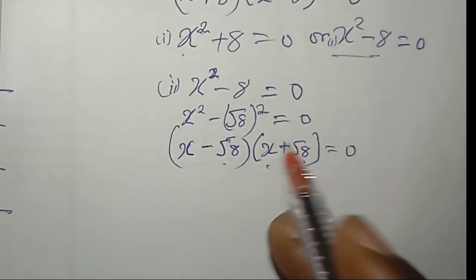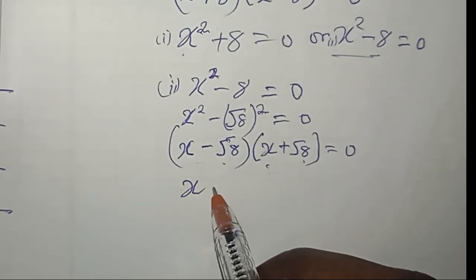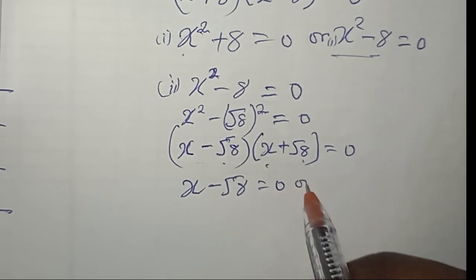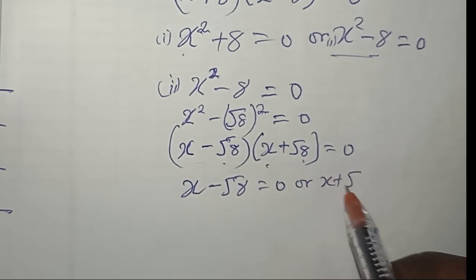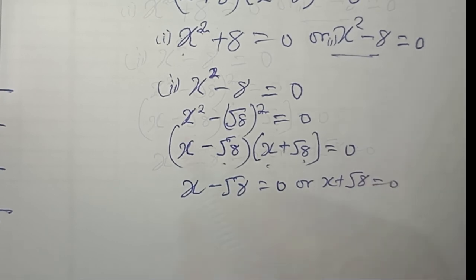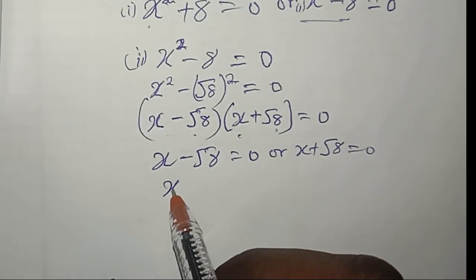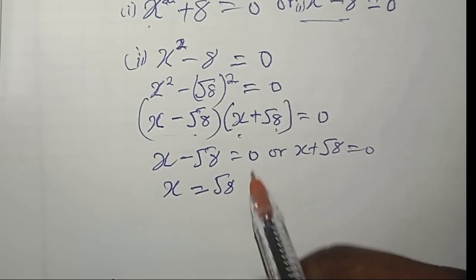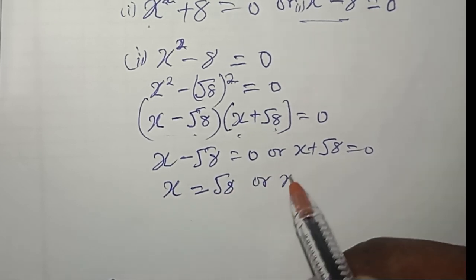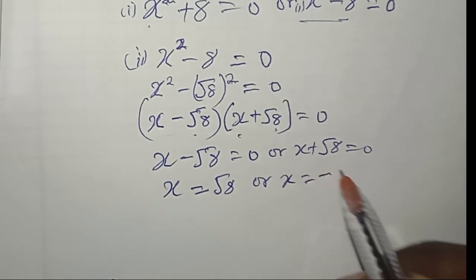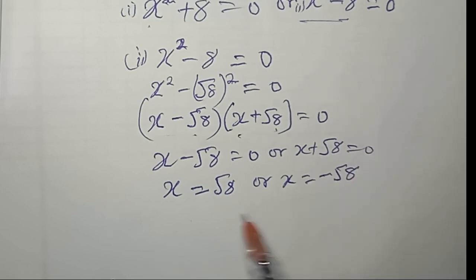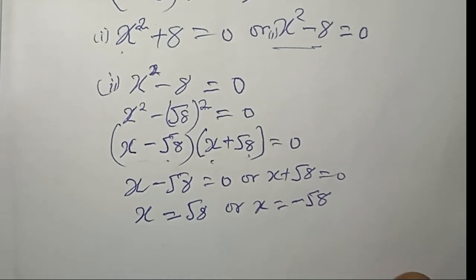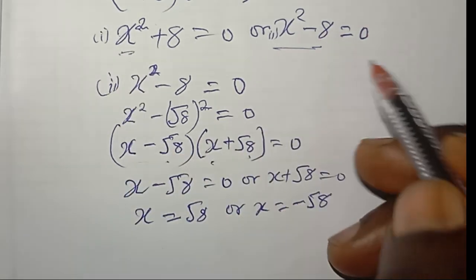And then moving on, you can see that this implies that x minus root 8 is equal to 0, or x plus root 8 is equal to 0. And clearly you can see from here that x is equal to positive root 8, or from here x is equal to negative root 8. So these are the two values of x which we've gotten, and then we can also go ahead to solve this case right here.